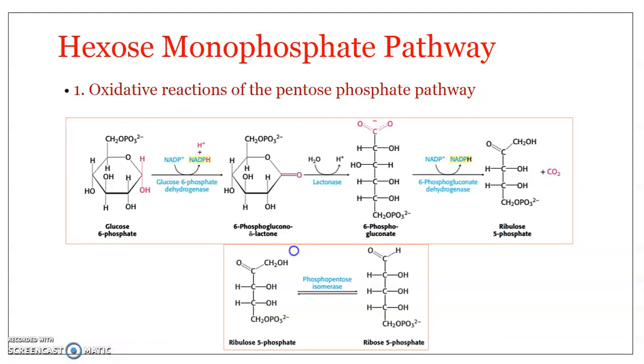Now we'll see the phases. As already mentioned, the HMP pathway can be divided into two phases, that is the oxidative phase and the non-oxidative phase.